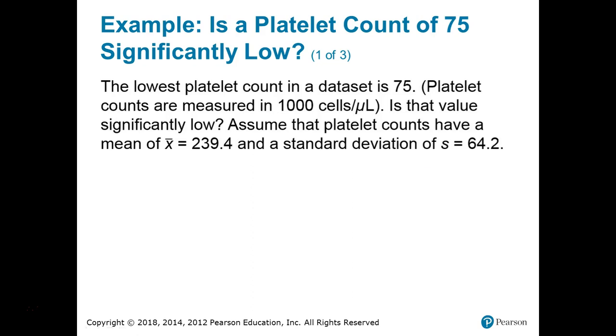Let's do another example. Is a platelet count of 75 significantly low? So the lowest platelet count in a data set is 75. Is that value significantly low? Okay, we need to know the mean and the standard deviation, and they give us that in the next sentence. So the mean is 239.4 and a standard deviation of 64.2. So we have our x value, our x bar, our mean, and our s, our standard deviation.